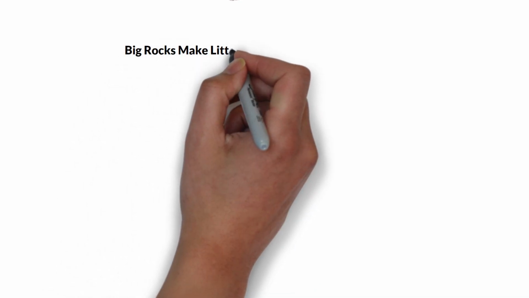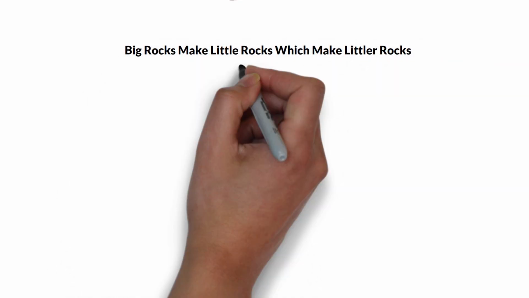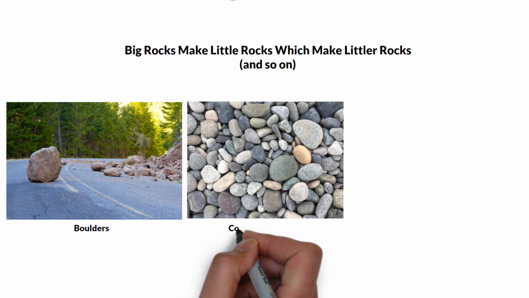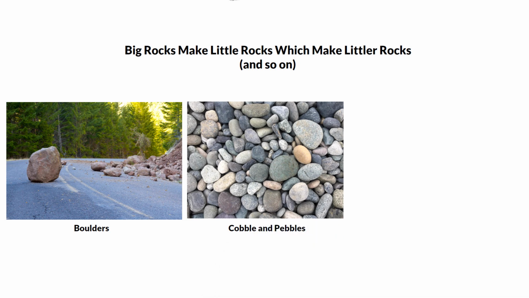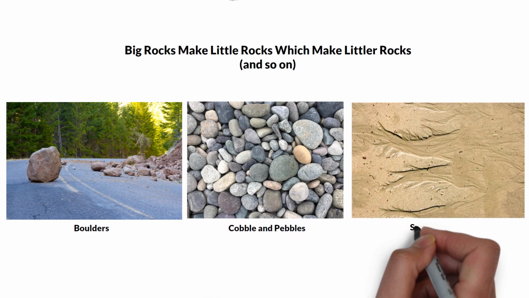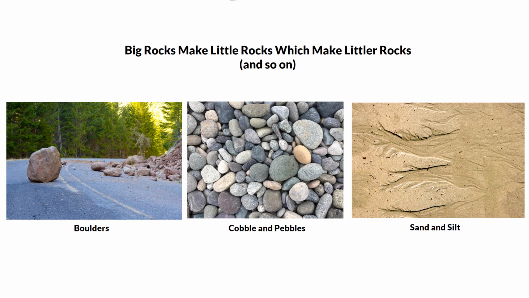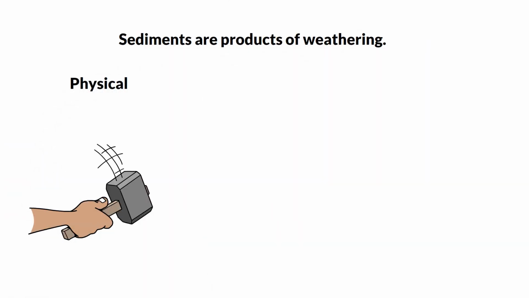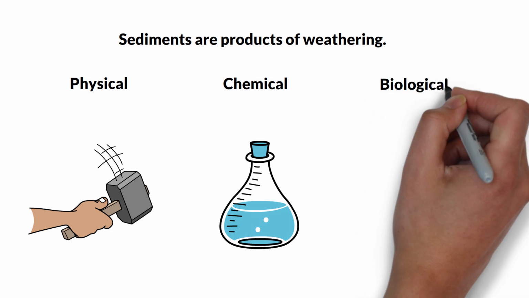Big rocks fragment into smaller rocks, which break down into even smaller rocks, and so on. The rock from which sediments originate is often referred to as the parent rock. All sediments are children of parent rocks. Sediments are created through the process of weathering, the alteration of rocks by the environment.